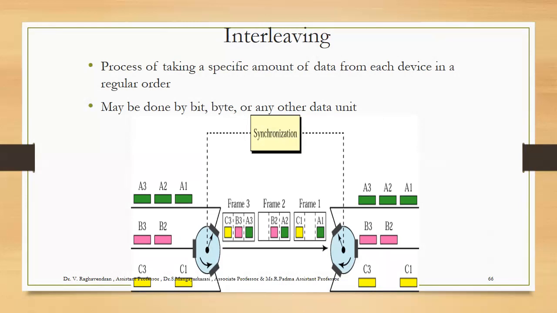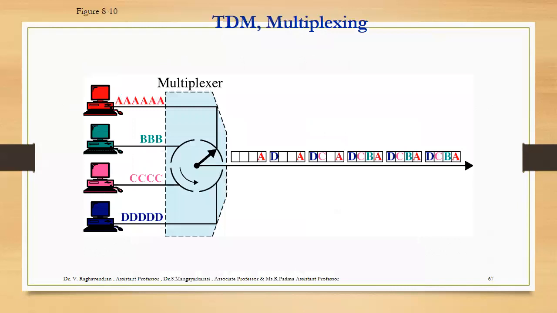Here it is desynchronized. It is converted into the same order: A1, A2 is not there, C1. The next one is for A2, B2, C2 is not there. Next frame 3 is for A3, B3 and C3. So this is another example of time division multiplexing.